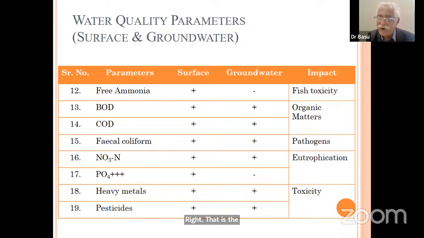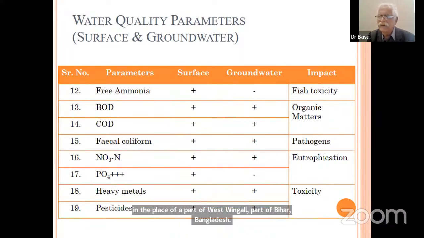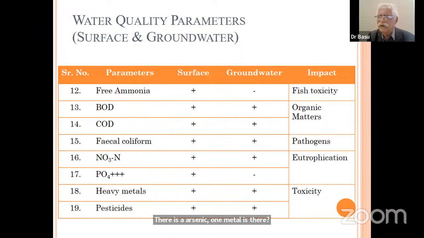And there are some toxic metals coming. Say, in a part of West Bengal, part of Bihar, Bangladesh, there is arsenic, one metal. It is there because of natural systems. And if arsenic is there, arsenosis, one disease, is coming. In the skin, there is a problem. So heavy metals are like too much iron, manganese, chromium, cadmium. Some of the metals are also carcinogen. Carcinogen means which causes cancer. So this toxicity is there. Some pesticides we are using, that is also toxic.